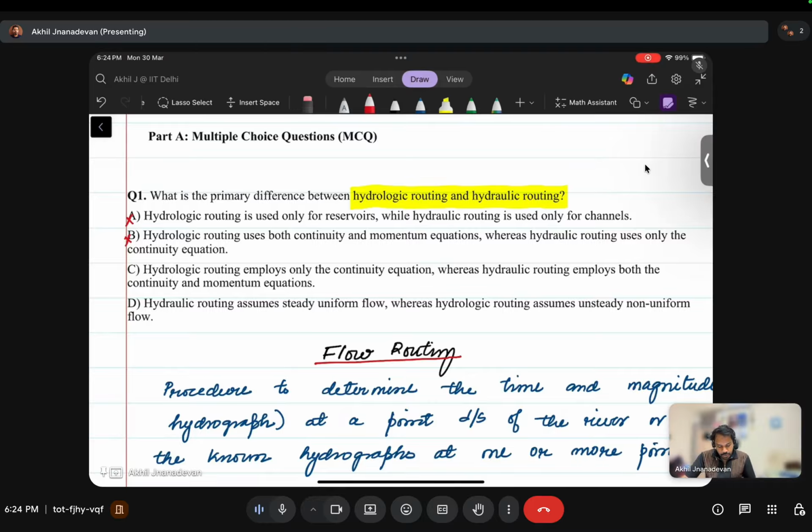Hydrologic routing employs the continuity equation only, whereas hydraulic routing employs both continuity and momentum equations. So this was the correct answer, right? Option C. Option D was hydraulic routing assumes steady uniform flow, whereas hydrologic routing assumes unsteady non-uniform flow. Wrong. So basically, this is the main difference. In hydrologic routing, we consider the continuity equation along with a storage-flow relationship, and in case of hydraulic routing, we consider both the continuity and the momentum equation.